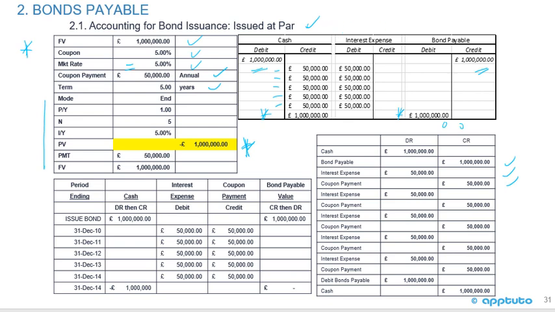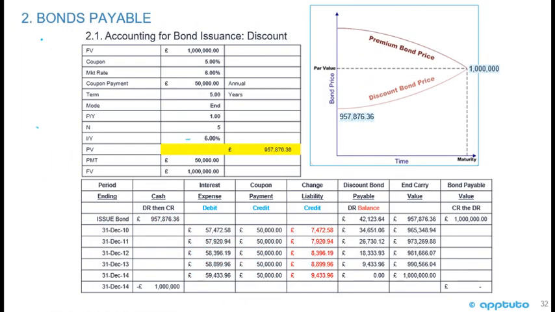It's fairly straightforward, easy to understand. Okay, now we're going to look at the accounting for a bond that's issued at a discount. So we're looking at the same bond here. The face value is £1 million. The coupon rate is 5%. So the annual coupon payment is £50,000, and it's a 5-year bond with an annual payment, okay?